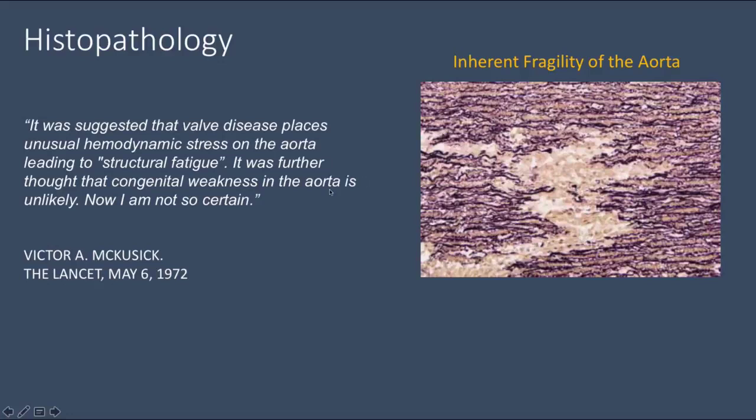And he writes, it was suggested that valve disease places unusual hemodynamic stress on the aorta, leading to structural fatigue. It was further thought that congenital weakness in the aorta is unlikely. Now I'm not so certain. He was also looking at individuals with Marfan syndrome, and he saw the same kind of tissue pathology in those with Marfan syndrome. What he thought was that there must be this inherent fragility associated with the aorta.